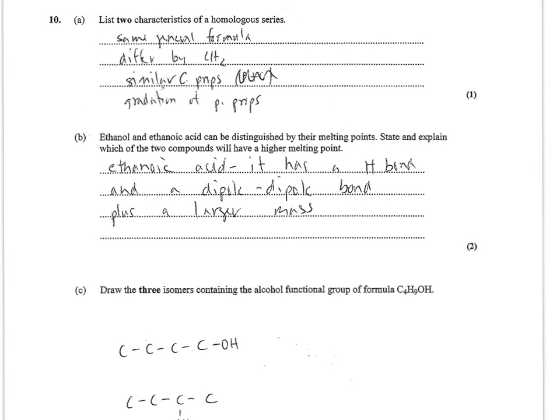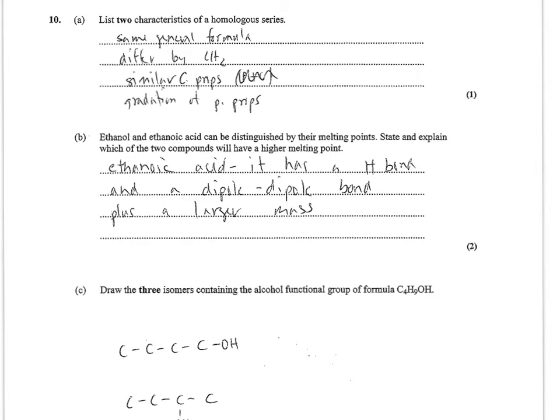2 characteristics of a homologous series: they have the same general formula, they differ by a CH2 group, they have similar chemical properties, and you see a gradation of their physical properties. Ethanol and ethanoic acid can be distinguished by their melting points. State and explain which will have the higher.